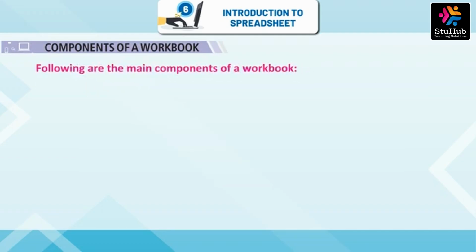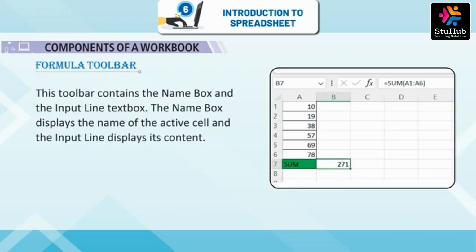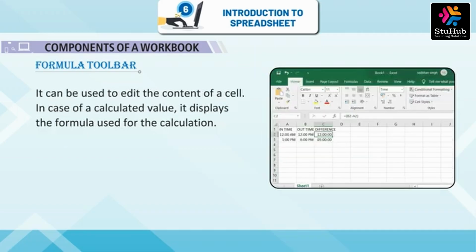Components of a workbook. Following are the main components of a workbook. Menu bar. It consists of menus with a drop-down list of submenus. It gives access to basic commands such as file, save, and so on. Formula toolbar. This toolbar contains the name box and the input line text box. The name box displays the name of the active cell and the input line displays its content. It can be used to edit the content of a cell. In case of a calculated value, it displays the formula used for the calculation.